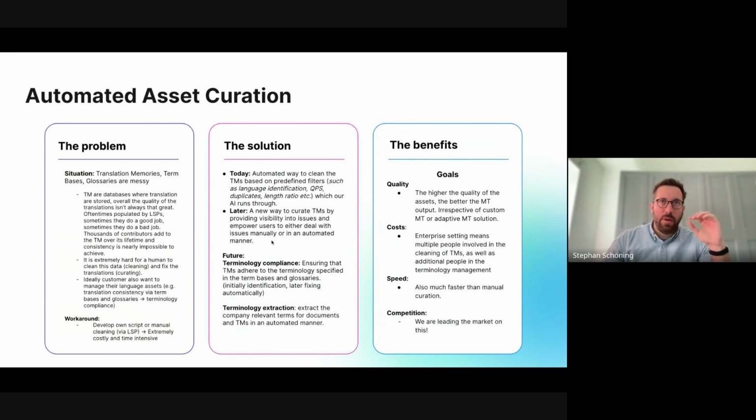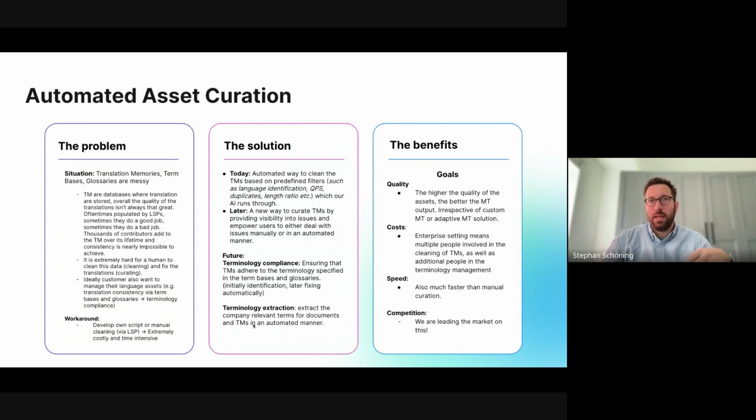And in the very far future, and this is a term that flies around quite a lot with customers that engage with this a lot, is terminology compliance. This basically means that the TMs should be compliant to the term bases and the glossaries. So if you've specified specific brand terms in your term base, then those should be reflected in your TMs. That is not always the case, okay? And that will come as well.